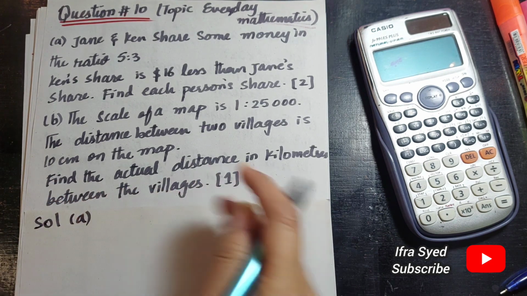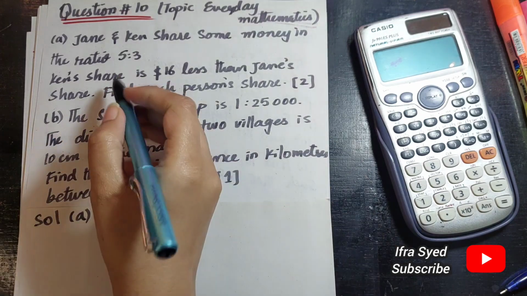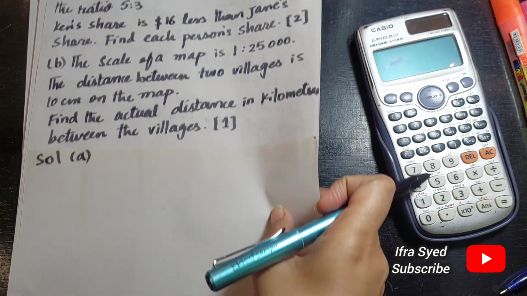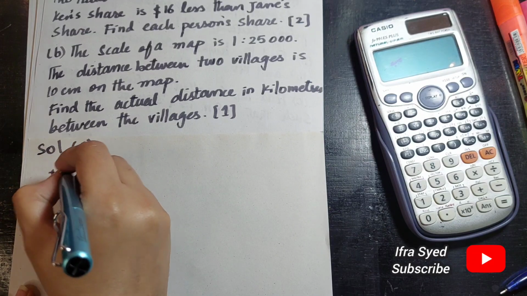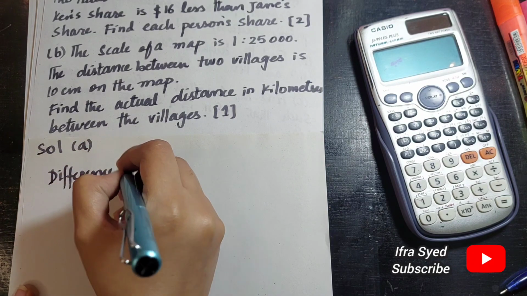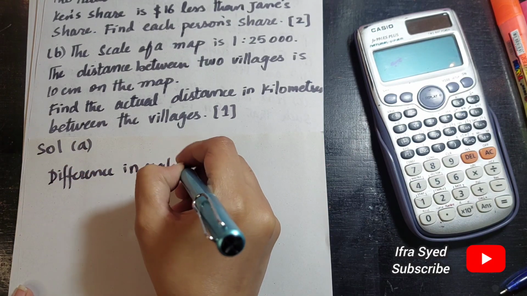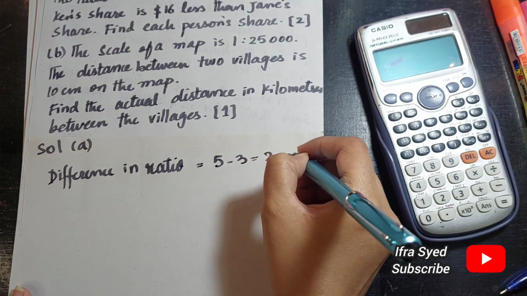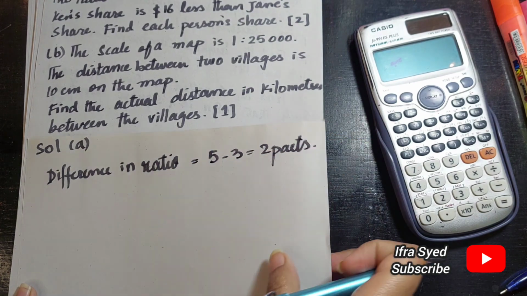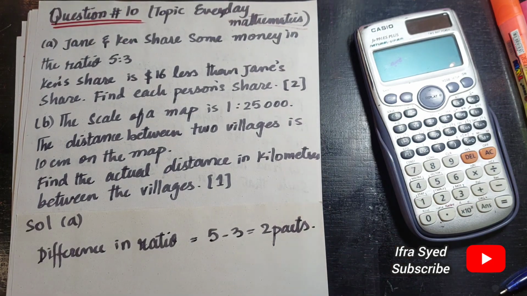So, solution of A part. What is the difference in their ratios? First of all, I'm finding the difference in their ratios. So I'm writing here: difference in ratio is equal to 5 minus 3, which is equal to 2 parts. So the difference in their ratio is equal to 2 parts.